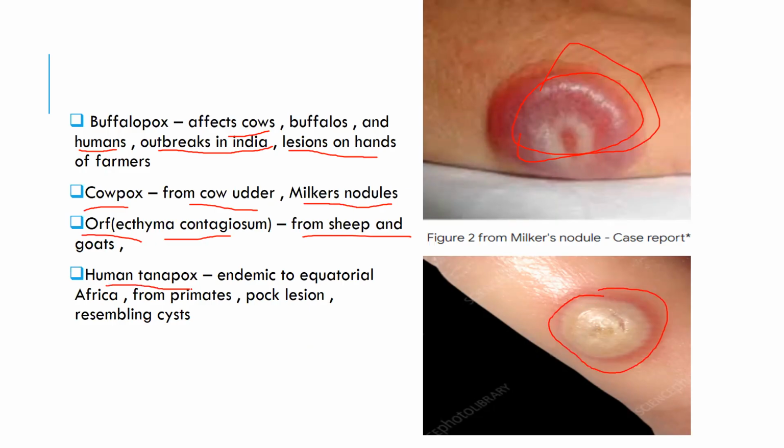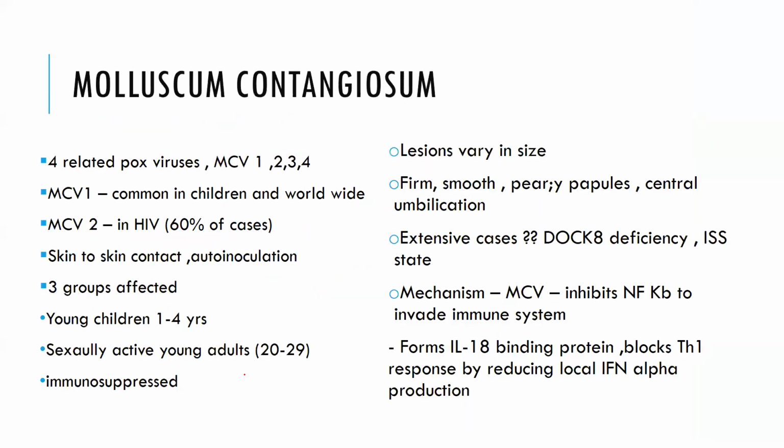Then the human Tanapox virus, this one is endemic to Equatorial Africa, and from primates, it comes from the chimpanzees and the gorillas, and usually it also has similar lesions, and also these lesions sometimes resemble cysts.